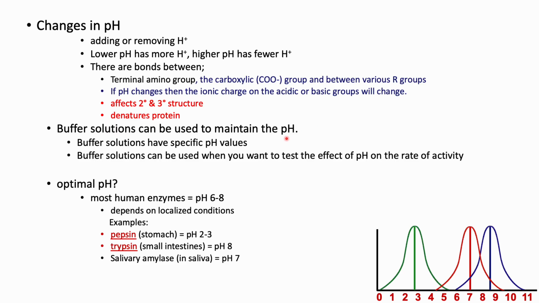For the optimal pH, most human enzymes work at a pH range between 6 and 8. It depends on the localized conditions. For example, the stomach has pepsin, which works at a pH in a 2 to 3 range. Trypsin, which is found in the small intestines, works at a pH of 8. And then the salivary amylase, which is found in saliva, works at a pH of 7.